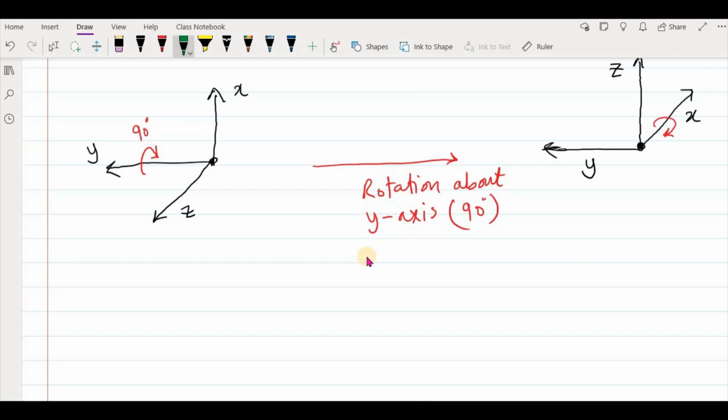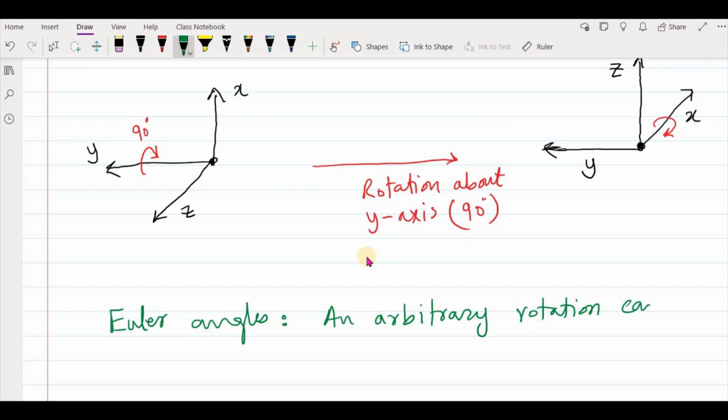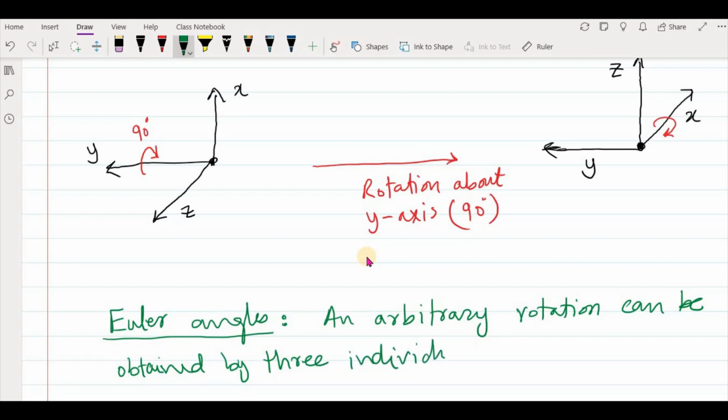So what are Euler angles? The Euler angle theorem says that an arbitrary rotation can be obtained by three individual rotations around the three axes.